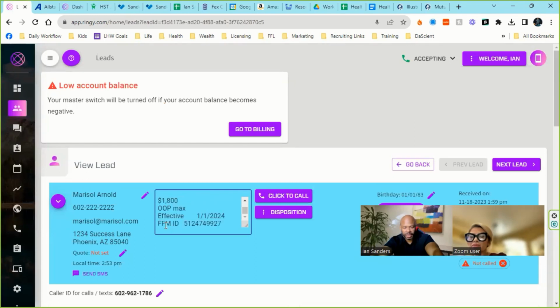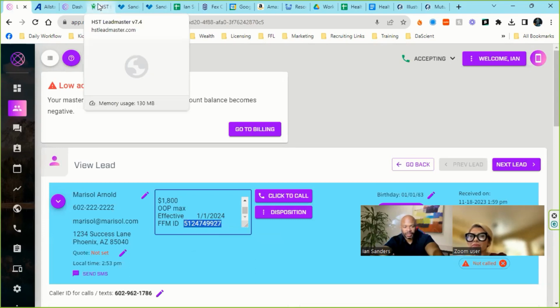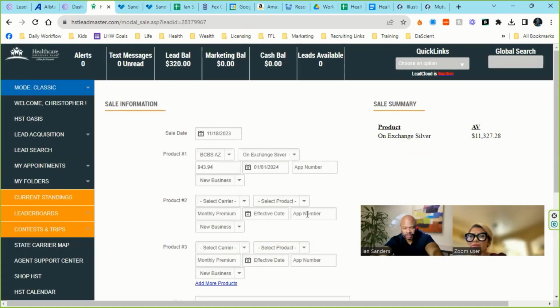And then the app number is going to be this number. Remember when I was copying and pasting things? This is the FFM ID. This is what the application number is going to be. So you'll go in here and put the app number, and it's going to be new business. Now, if this was a renewal, I would select rewrite business, but this is brand new. They never had a plan before with us anyway. And so we're going to do new business.